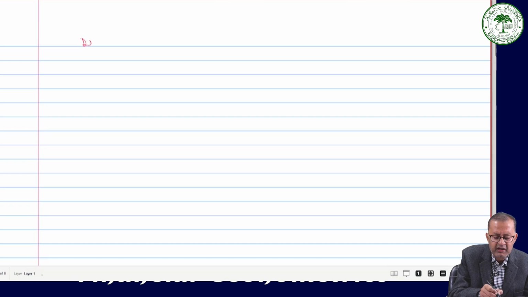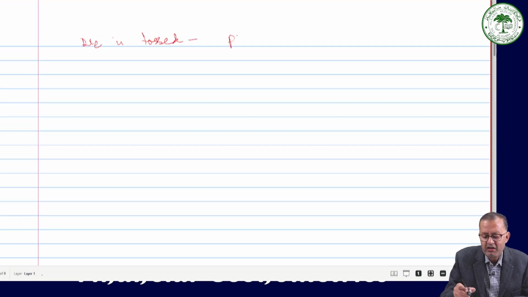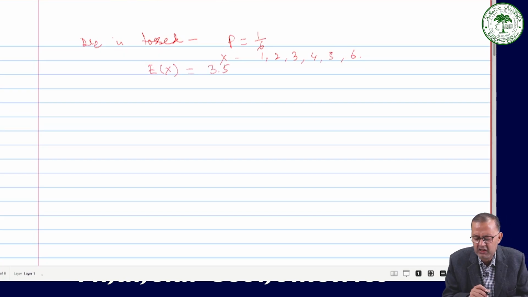Yesterday we had calculated, when one die is tossed, the probability of occurrence of any dot is equal to 1 by 6. The values of x will be 1, 2, 3, 4, 5 or 6. Here we had calculated the expected value of x was equal to 3.5, and the variance of x was equal to 2.92.